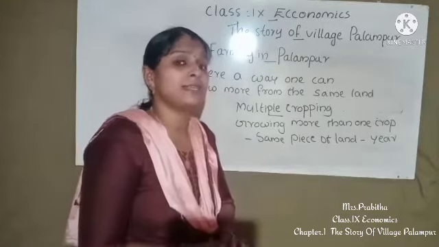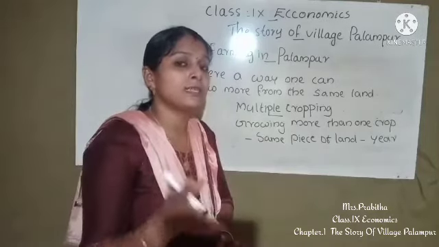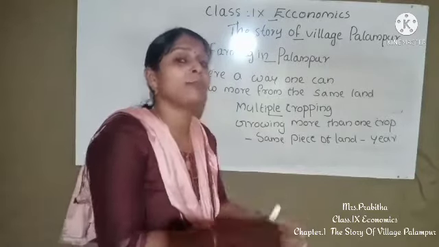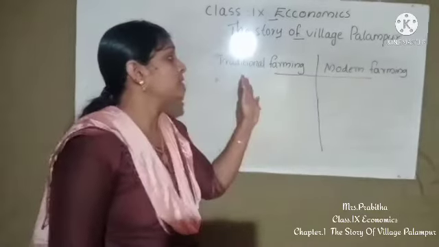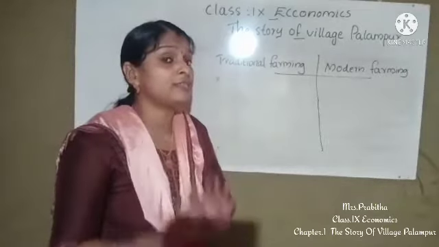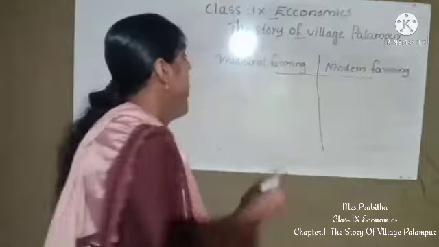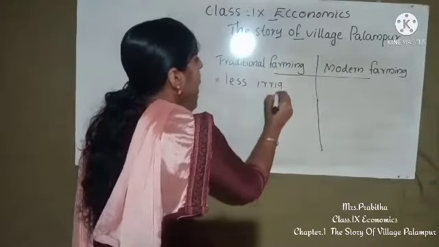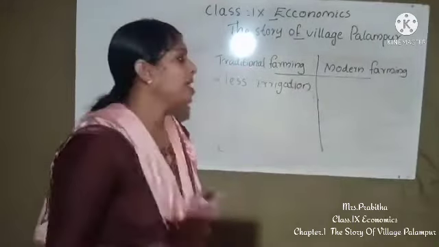Till the 1960s, the seeds used by the farmers were traditional seeds. Traditional seeds need only less water. So now you have to study how the traditional method of farming is different from the modern method of farming. Next we have to discuss how traditional farming is different from modern farming. So till the 1960s, the farmers in Palampur used traditional seeds, and traditional seeds need only less irrigation. Less irrigation is enough for the traditional method of farming.